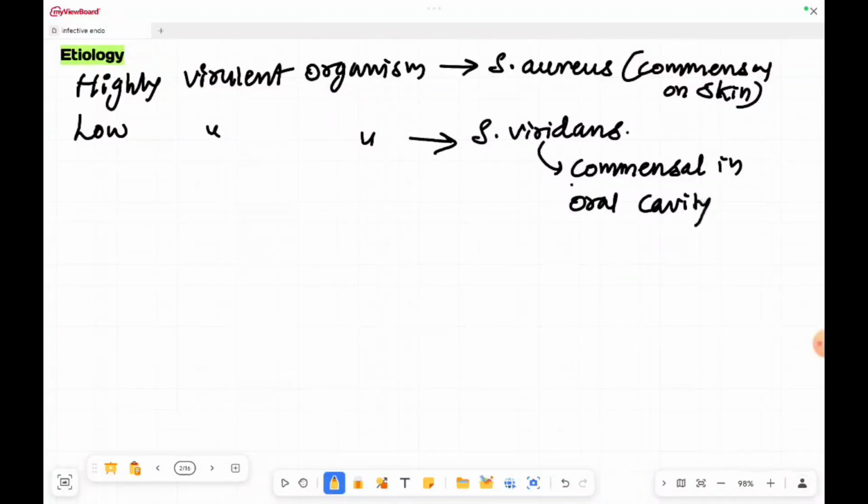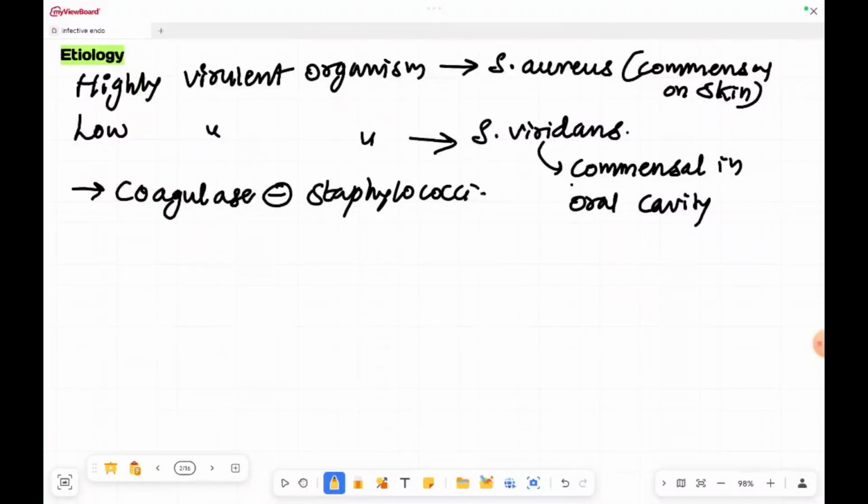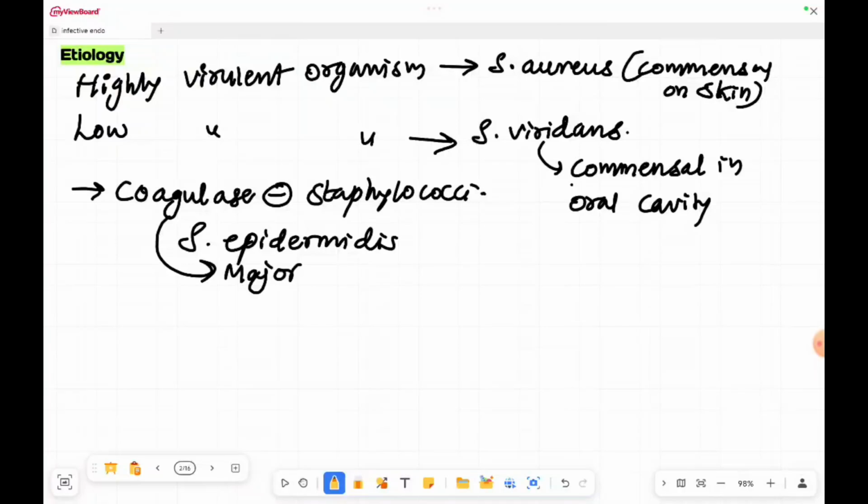So there will be coagulase negative staphylococci, for example Staphylococcus epidermidis. It is the major cause for prosthetic valve endocarditis.